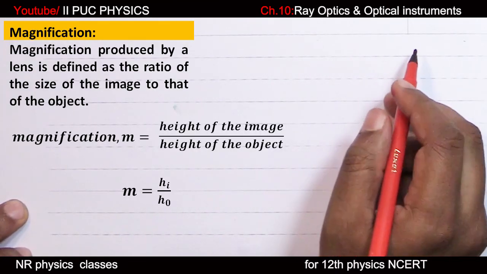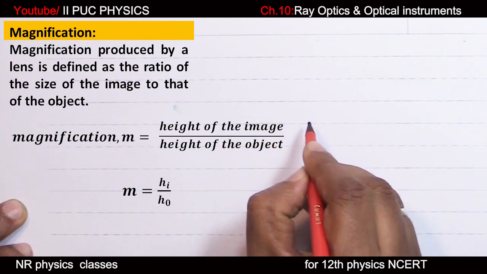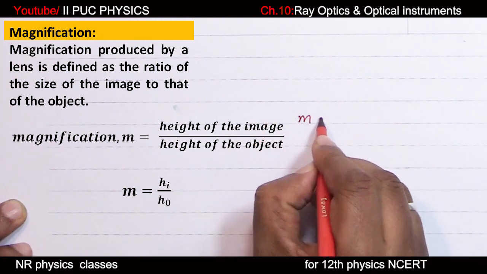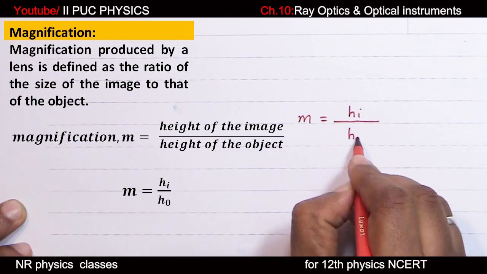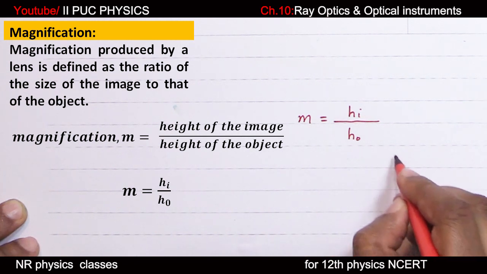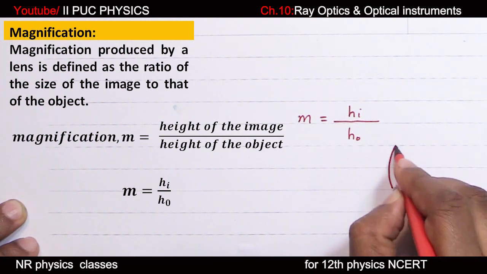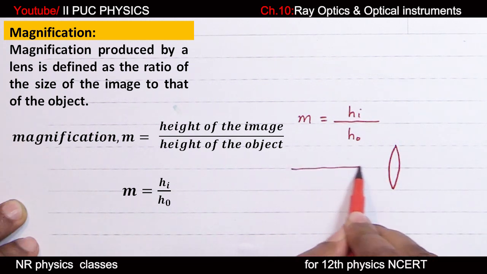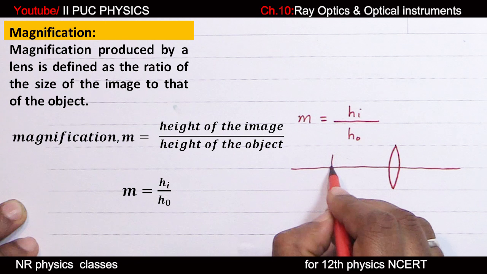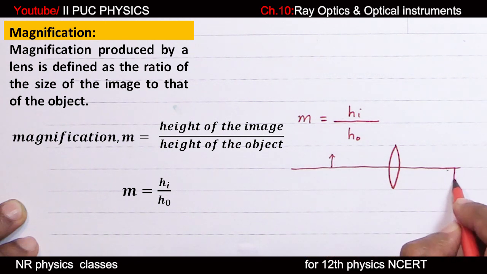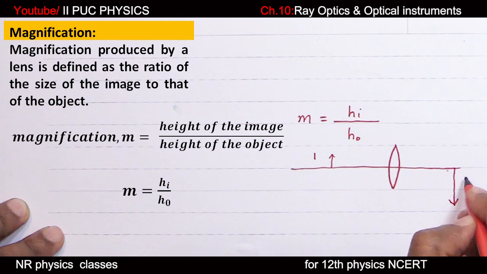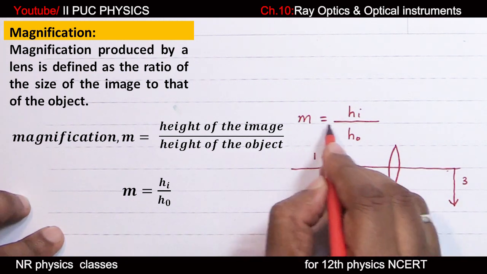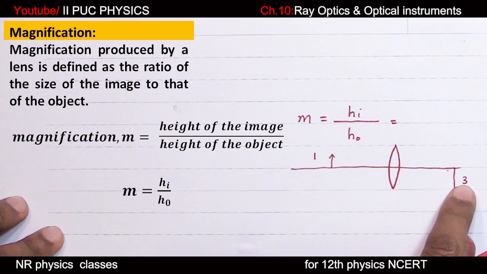Next, magnification. Magnification equals the ratio of the height of the image to the height of the object. Okay. If this is a lens, principal axis, this is the object, and this is the image. We don't know the position of the object and the position of the image. If the height of the object is 1 unit and this height is 3 units, then magnification equals height by height.